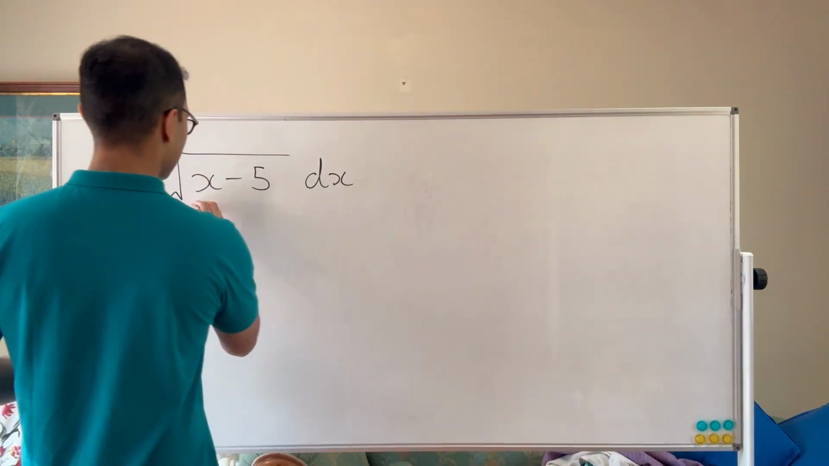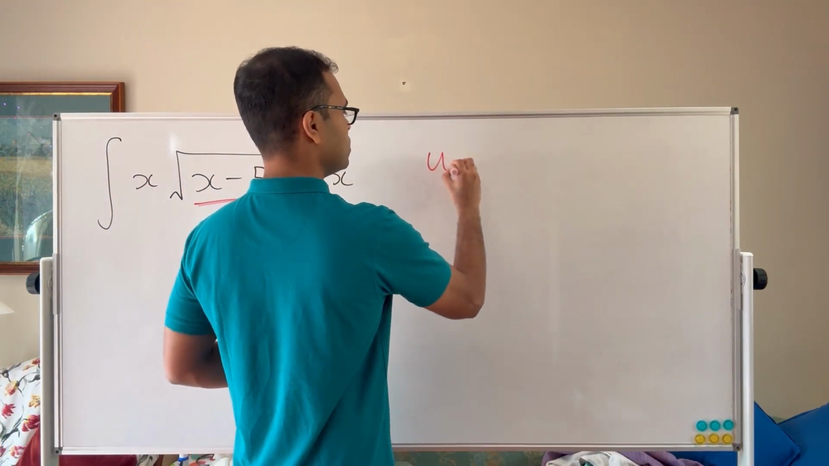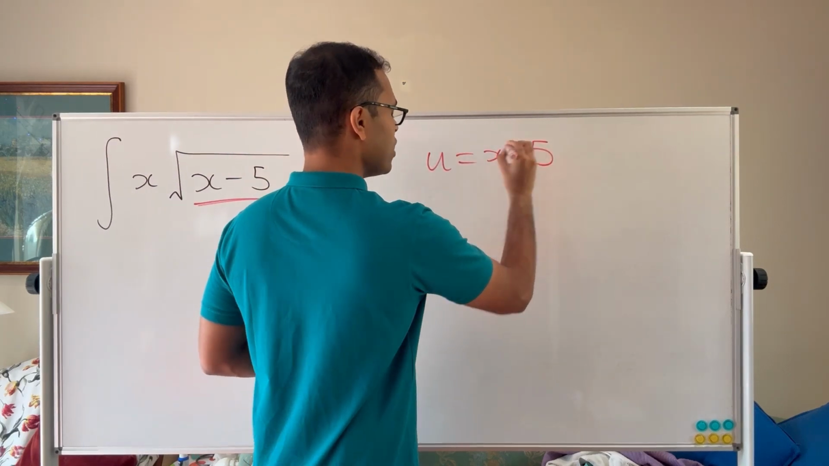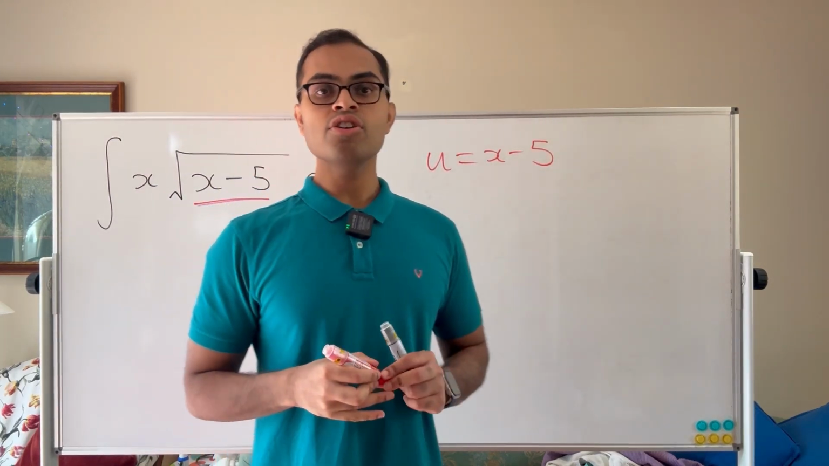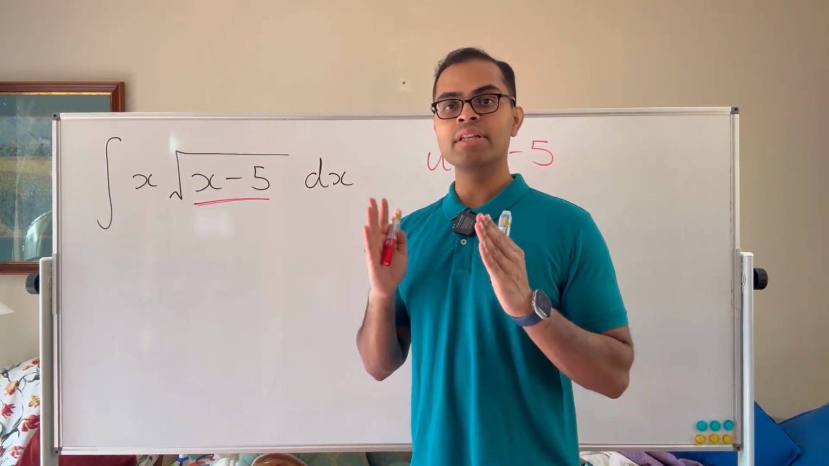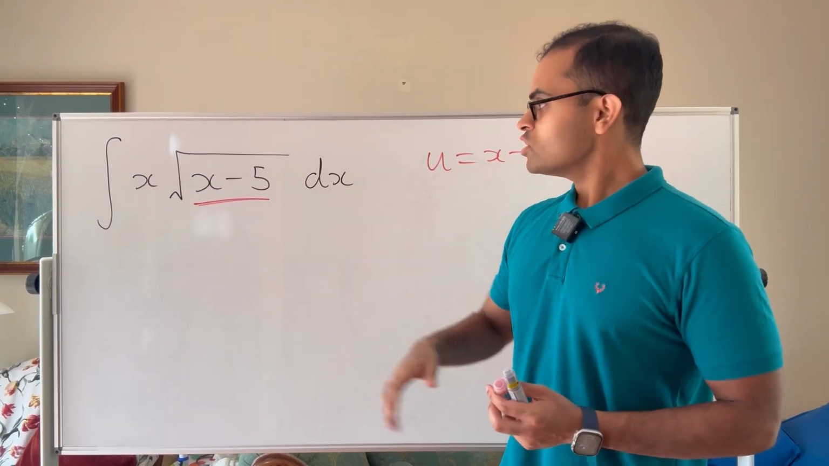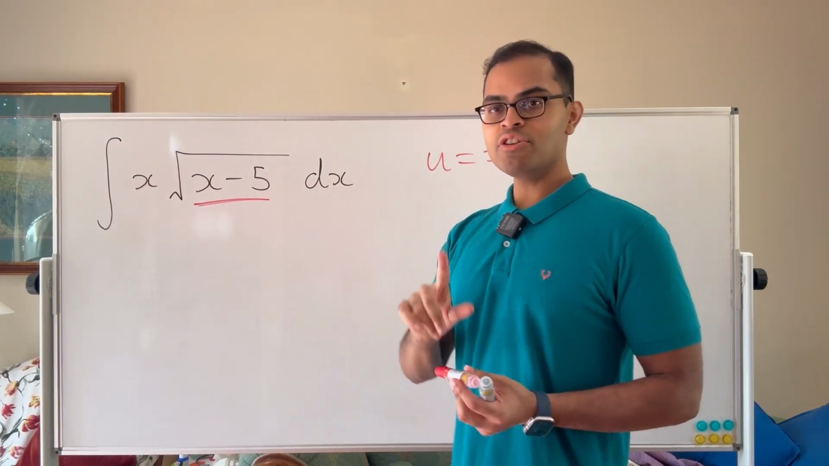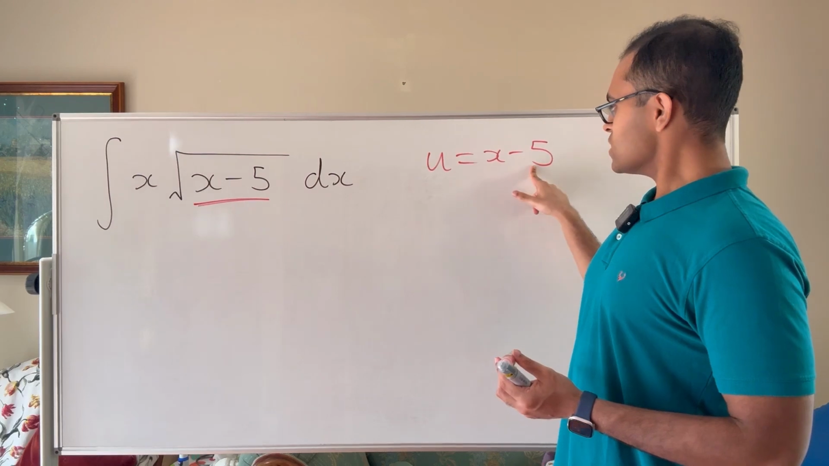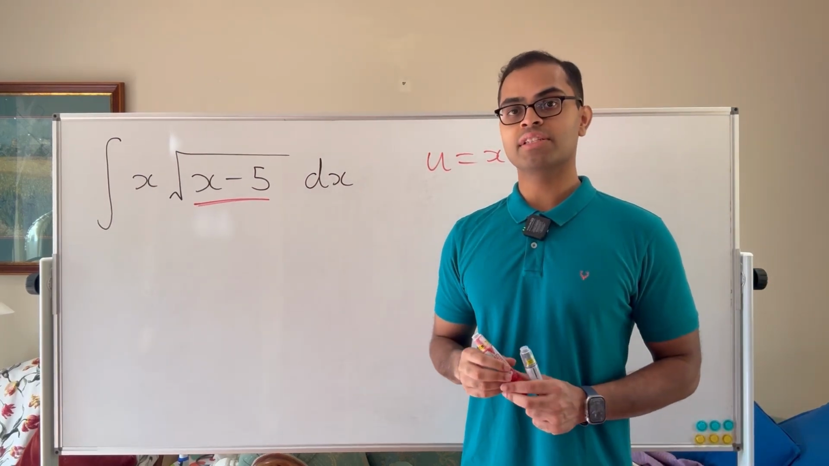So here we have x minus 5. Let's set that equal to u. Now, the point is when you set something equal to u, every x term needs to now be represented in terms of u. So our x at the front is now going to be, if u is x minus 5, our x is going to be u plus 5.